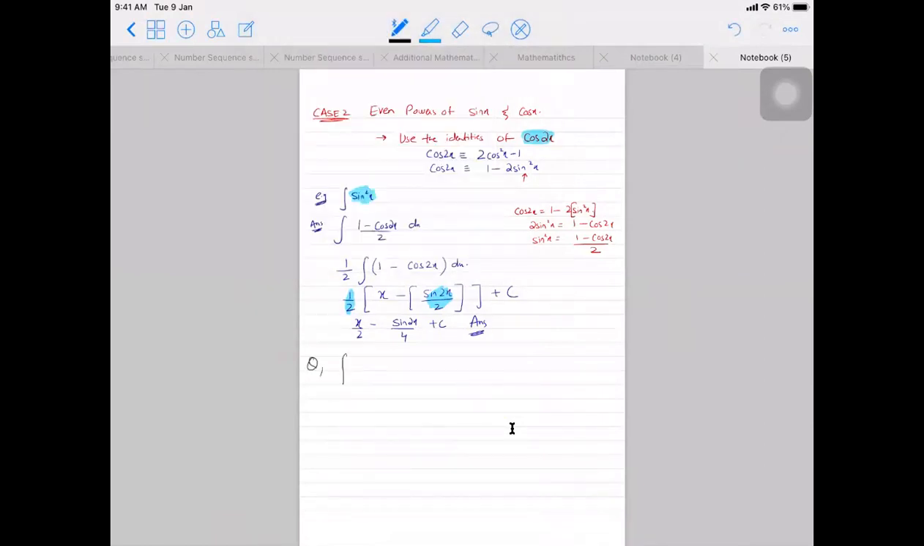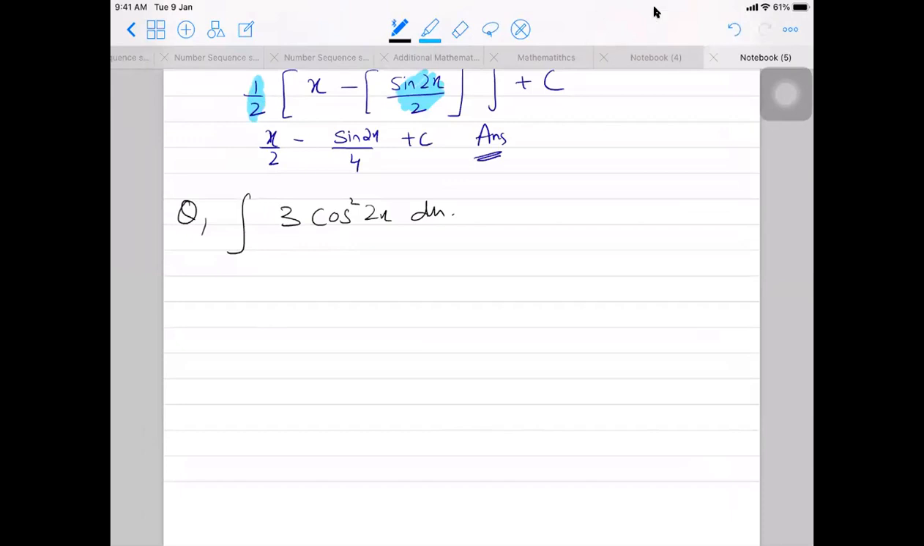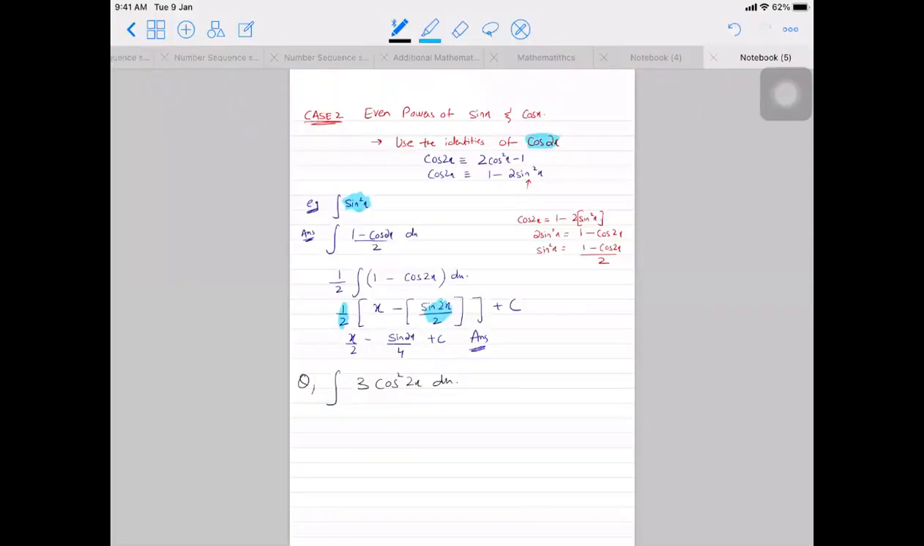What is going to be the integration of 3 cos square 2x dx? So try this out. You can just confirm your answer with mine.